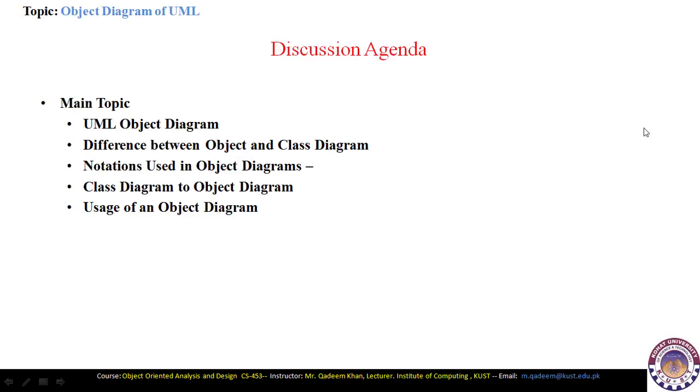This is the discussion agenda. It contains the topics of the UML object diagram, the difference between object and class diagrams, then the notations used in the object diagram, and class diagram to object diagram. Here we will provide you information about the conversion of the class diagram to an object diagram. Then we have the usage of the object diagram, that means where we can use the object diagram.